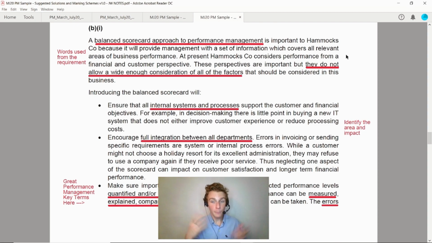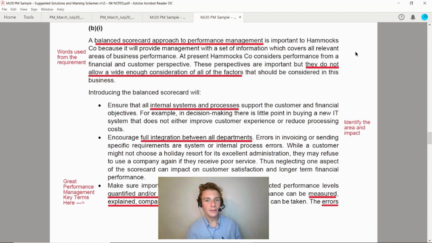These perspectives are important. Well, yes, profitability, customer service are mega important, but they do not allow for a wide enough consideration of all other factors. So what they're saying is, yes, your 2 objectives are good, but in terms of a balanced scorecard approach for performance management, you've got to be considering so many more wider areas on here. And this is where it links into that should be considered in this business. So referring back to things that haven't been actually identified, and identify the area and what it's going to impact on the business, but it can't be one of the 2.